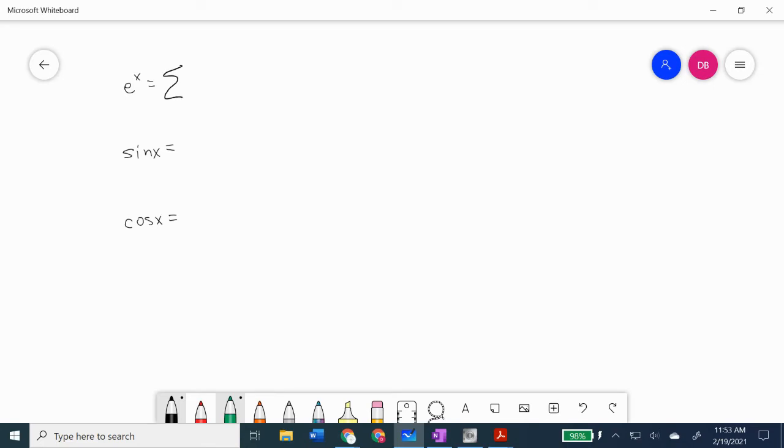So let's remember that e to the x has the formula x to the n over n factorial. And the first few terms, e to the x begins with 1, and then x, and then x squared over 2 factorial, and then x cubed over 3 factorial, and so on. And I should put a squiggle equal if I'm not having an infinite degree polynomial.